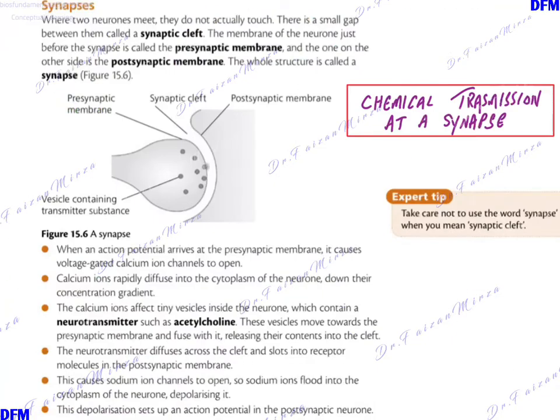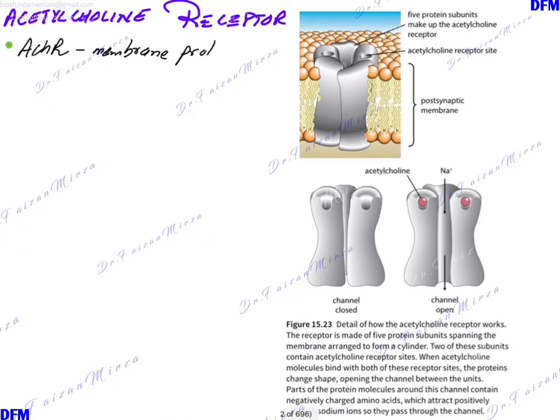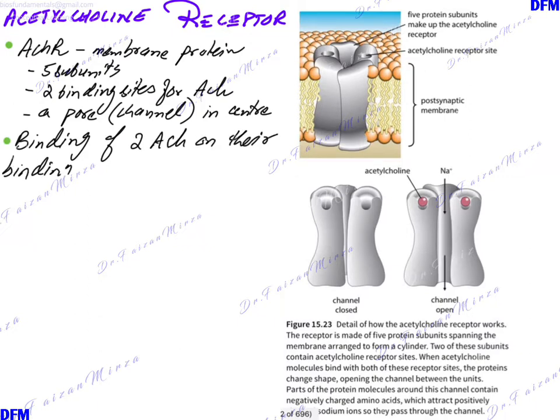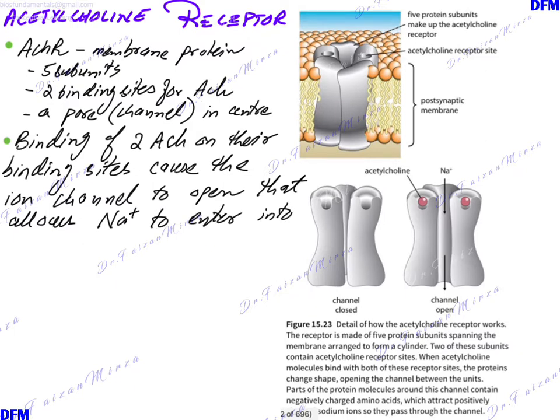So this is the detail of how the acetylcholine receptor works. The acetylcholine receptor is always present on the postsynaptic membrane. It has 5 subunits, and on these subunits there are 2 binding sites for acetylcholine molecules. A pore or channel which allows sodium ions to move into the cell is present there. Binding of 2 acetylcholine molecules is mandatory for the channel to open. When these 2 acetylcholine molecules sit in these pockets, a channel opens in the central region of this protein receptor, and the entry of sodium ions then depolarizes the membrane to threshold.